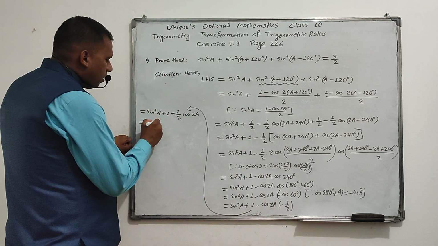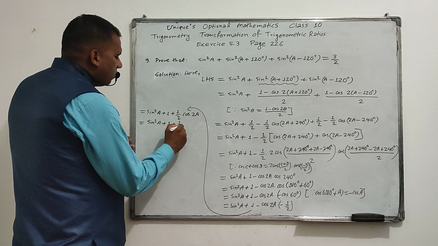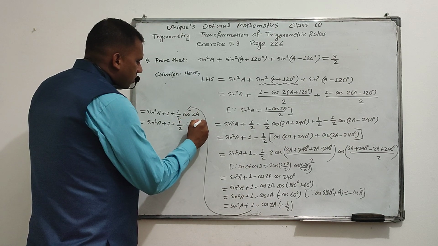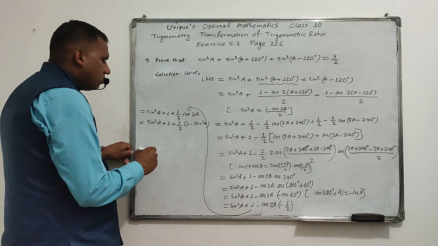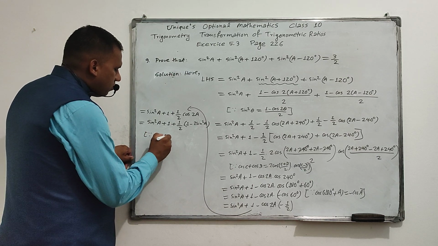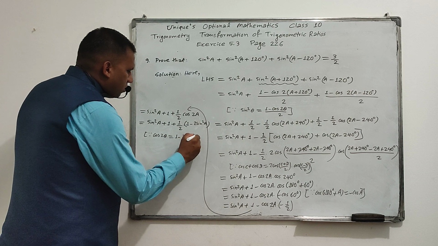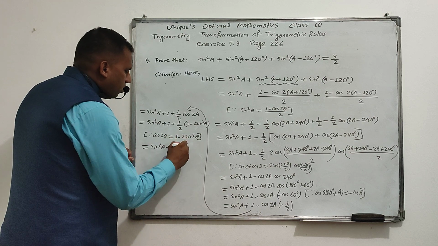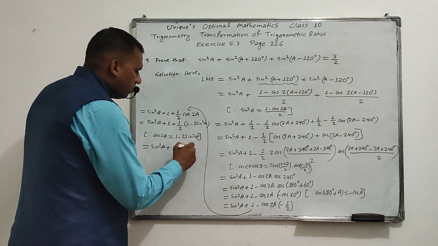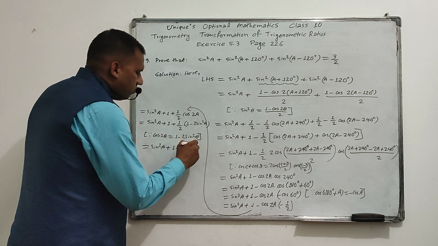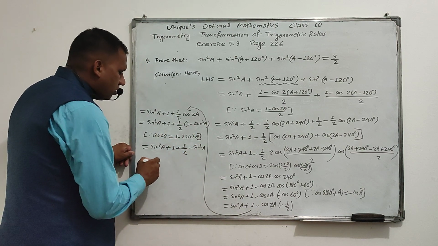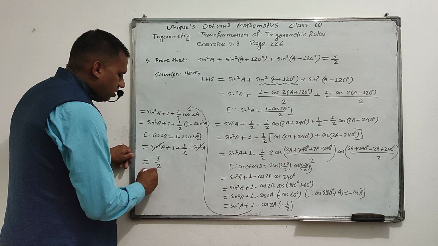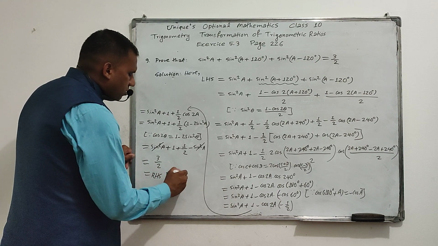Now this is equal to sin square a plus 1 plus 1 by 2 cos 2a, that is 1 minus 2 sin square a. Cos 2a is 1 minus 2 sin square a, because cos 2 theta equals to 1 minus 2 sin square theta. This is equal to sin square a plus 1 plus 1 by 2 into 1 plus 1 by 2 into minus 2 sin square a, total cancel, minus sin square a. This and this cancel out. 1 plus 1 by 2, that is 3 by 2, which is the RHS, so it is proved.